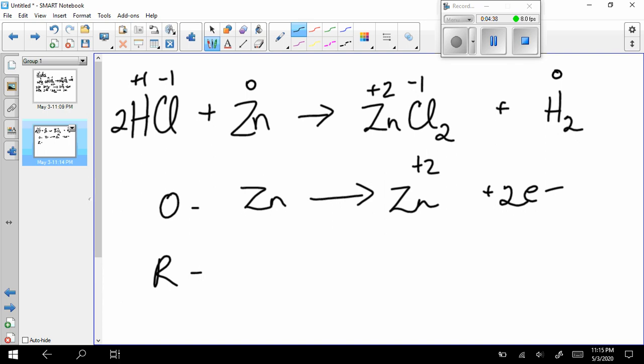And then what gets reduced? What goes down? The 2 H pluses go to a 0. So 2 H's at plus 1. I'm going to add the electrons before the arrow, and I'm going to form just H2.